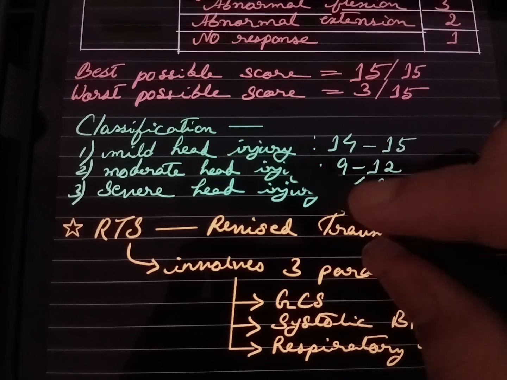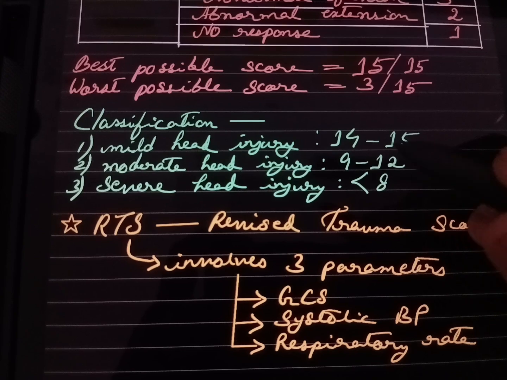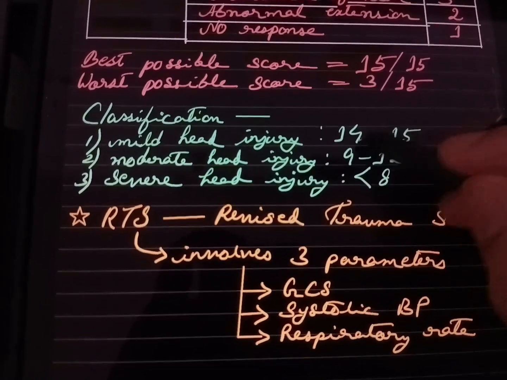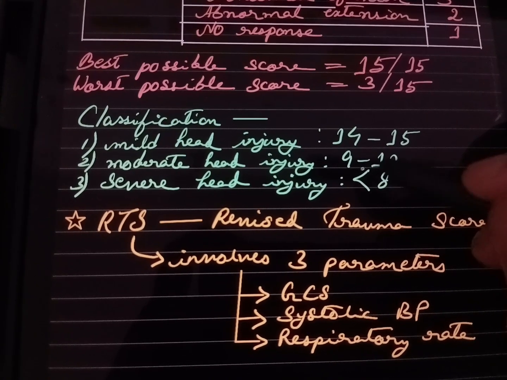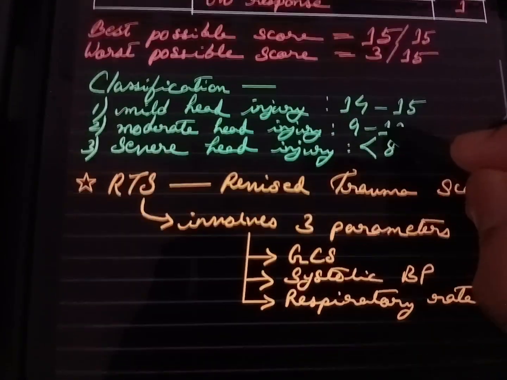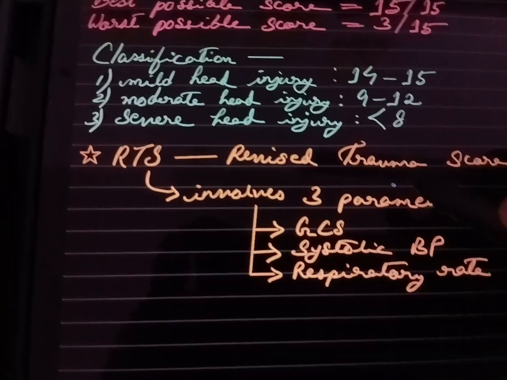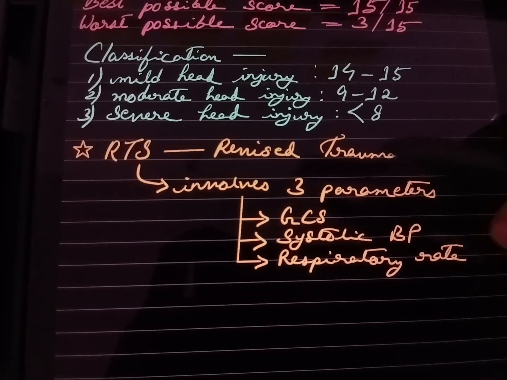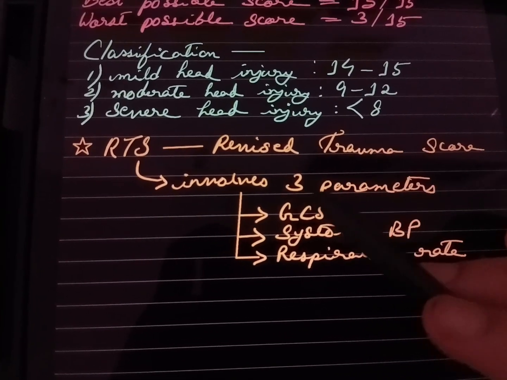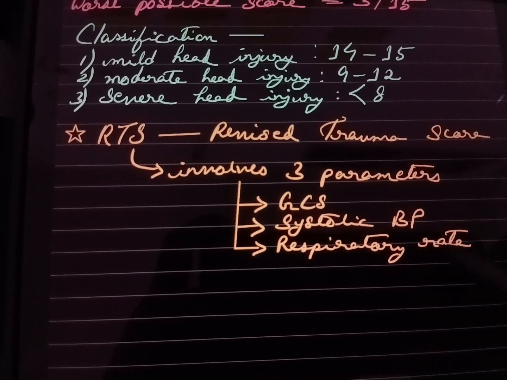Now this is a simple classification of head injury patients. If the patient comes with mild head injury, then the GCS is 14 to 15. Just remember the score, 14 to 15. If the patient has moderate head injury, then GCS is 9 to 12. If the patient has severe head injury, then less than 8. And one important thing to remember is RTS, the revised trauma score. Revised trauma score involves mainly 3 parameters: GCS, Glasgow Coma Scale, systolic BP, and respiratory rate.